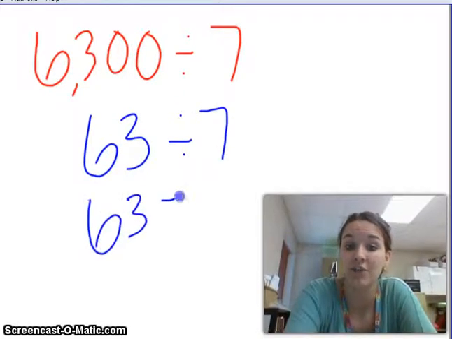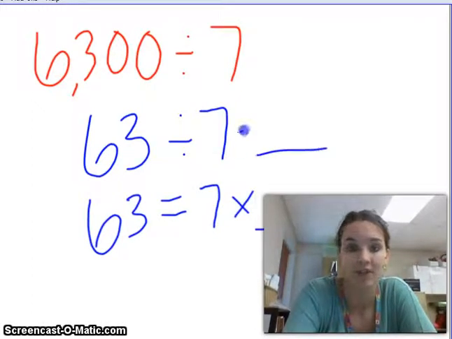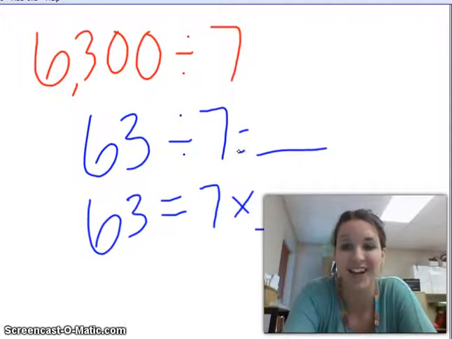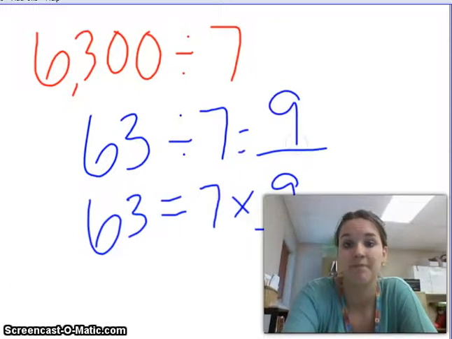So I know that 63 is 7 times something. Lucky for me, I know my multiplication facts, and I know that 7 times 9 is 63. If 7 times 9 is 63, 63 divided by 7 is 9.